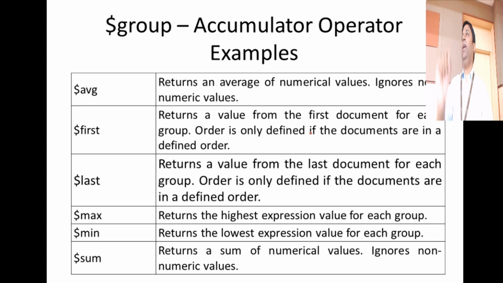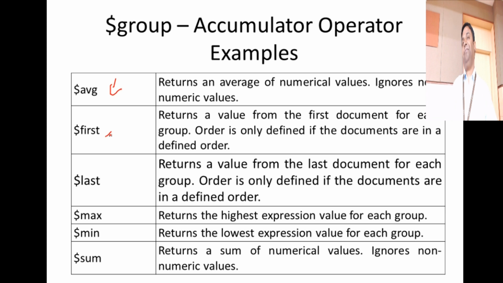I told you this accumulator function, $sum, or accumulator operator, that's what they say in MongoDB. So what other accumulator operators do we have there? We have so many, at least 15 to 20 accumulator operators. I'm just showing you some of the things that we may be using frequently. $avg is for finding the average.